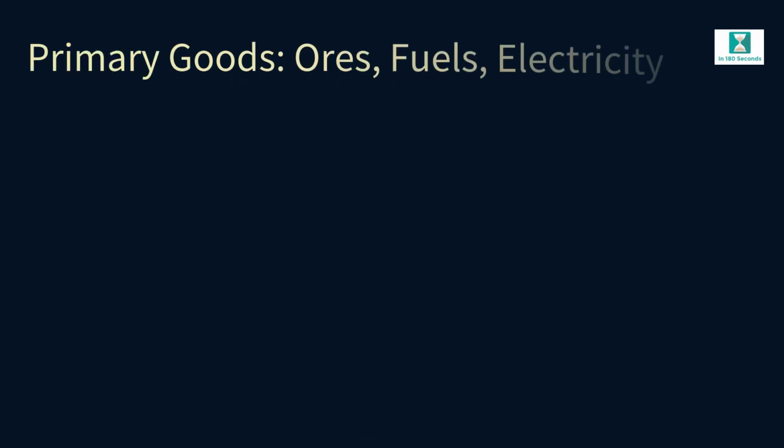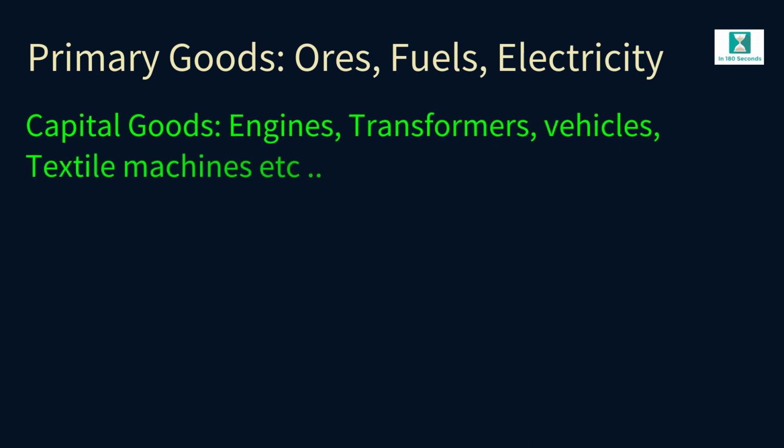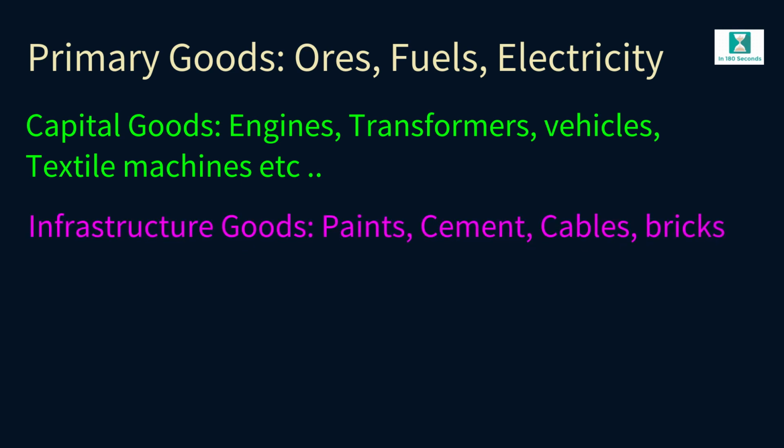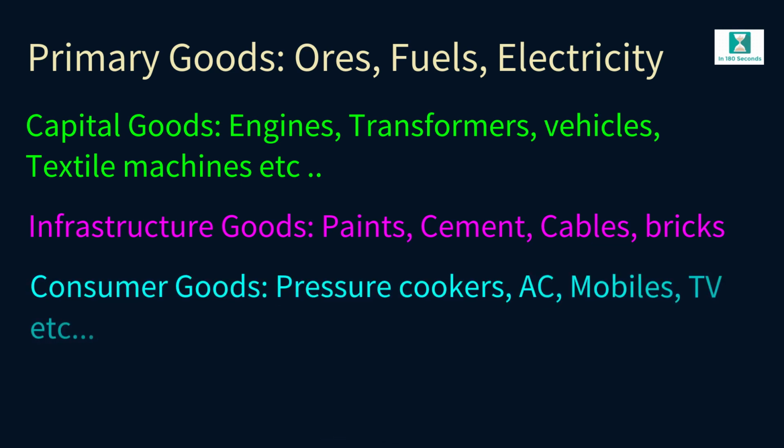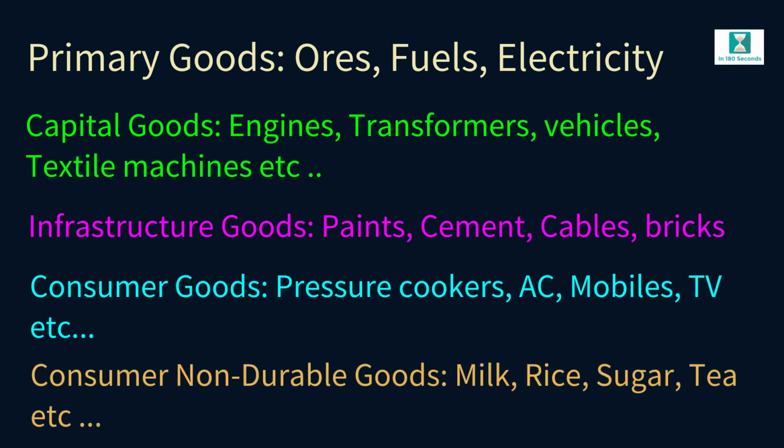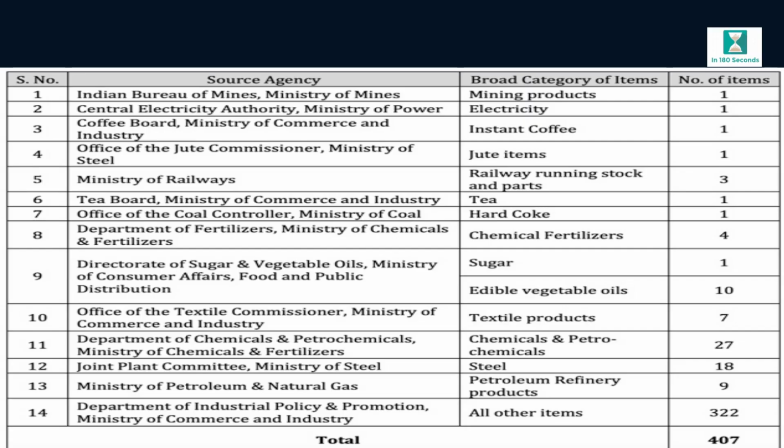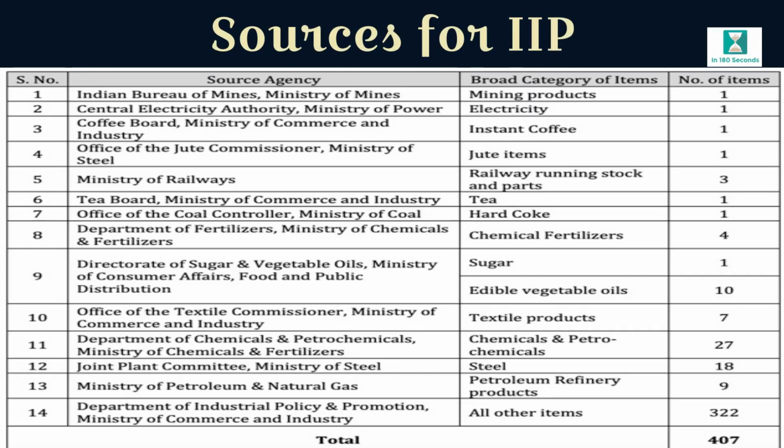What do they constitute? They comprise primary goods like ores, fuels, electricity; capital goods like boilers, engines, transformers, commercial vehicles, textile machines; infrastructure goods like paints, cement, cables, bricks etc. Consumer durable goods like pressure cooker, air conditioners, tires, mobiles, TV sets etc. Consumer non-durable goods like milk, rice, sugar, tea, coffee etc. The source agency for this information is the CSO, as follows.